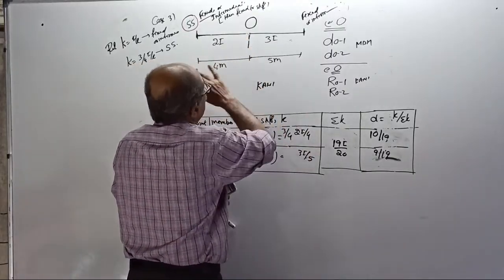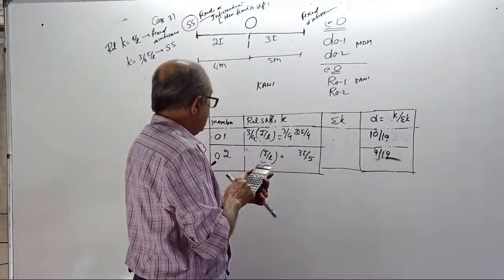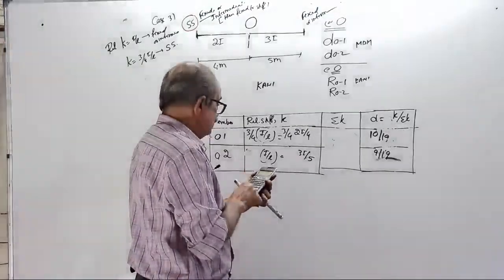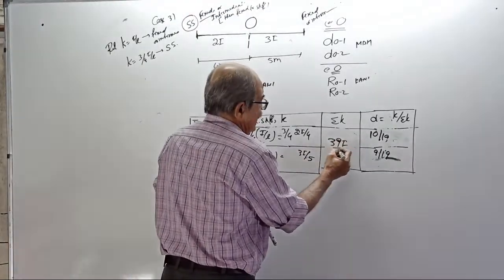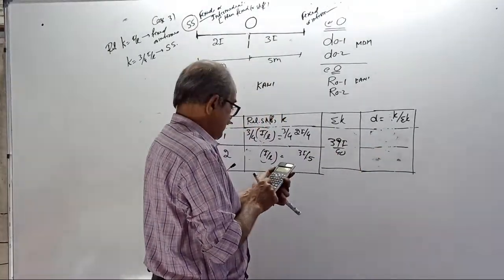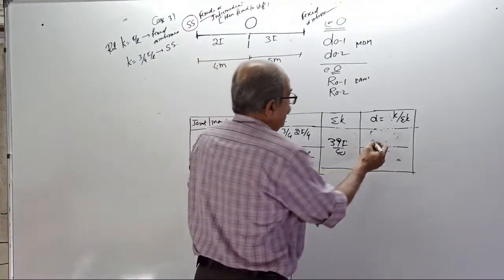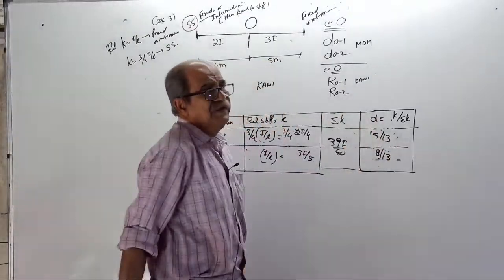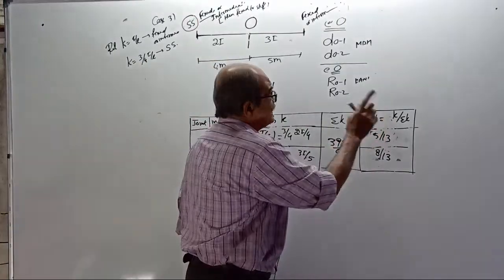3/4 of 2I by 5, that will become I by L. When you add, you will get 3/4 of 2 by 4 plus 3 by 5. It will come 39 by 40, 39I by 40. When you divide, you will get the reciprocal into 3 by 5. This will come 5 by 13 and this will come 8 by 13. Okay, this is for case 3. Now for rotation in Kani's method, minus half extra.